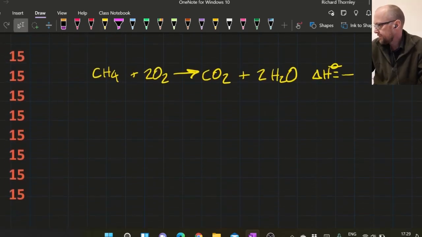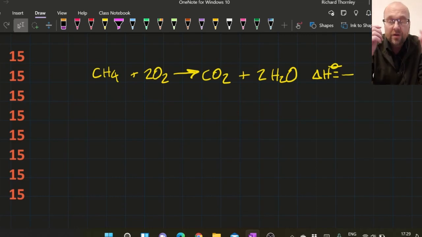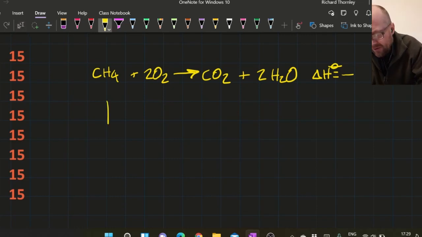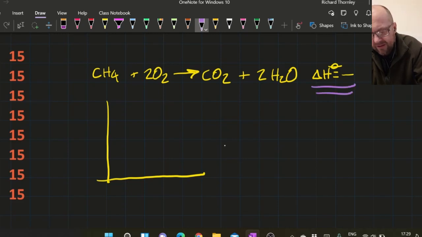15. Okay, so in IB you need to know 2 exothermic reactions, combustion, burning stuff, and neutralization, acid and a base. So this looks like it's exothermic because delta H is negative and you're burning stuff. So that's going to be like that. Okay.